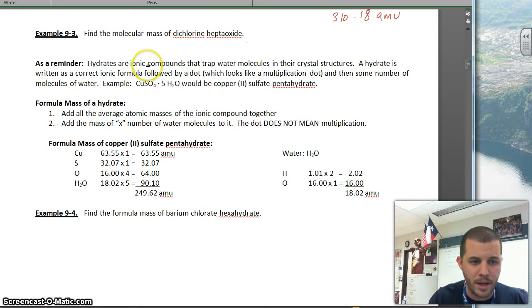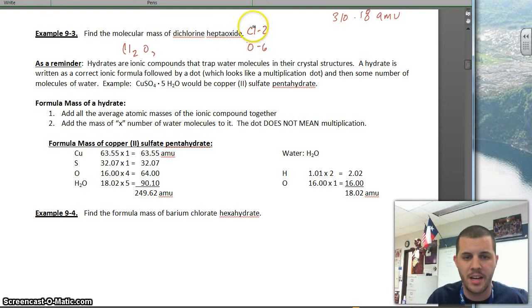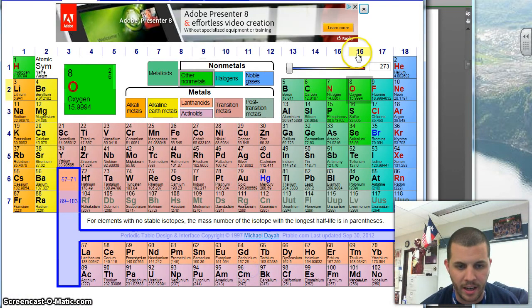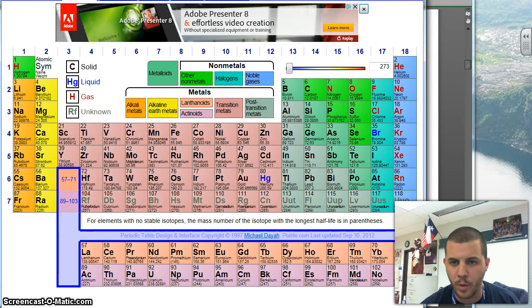Dichlorine heptaoxide is going to be Cl2O7. So now what I'm going to say is, okay, I've got 2 chlorines and 7 oxygens. I know that the atomic mass or the molar mass of chlorine is 35.45 and the molar mass of oxygen is 16.00. Now, where did I get those numbers? I get those from the old periodic table over here. Oxygen, 16, and chlorine, 35.45. That's where those numbers come from.